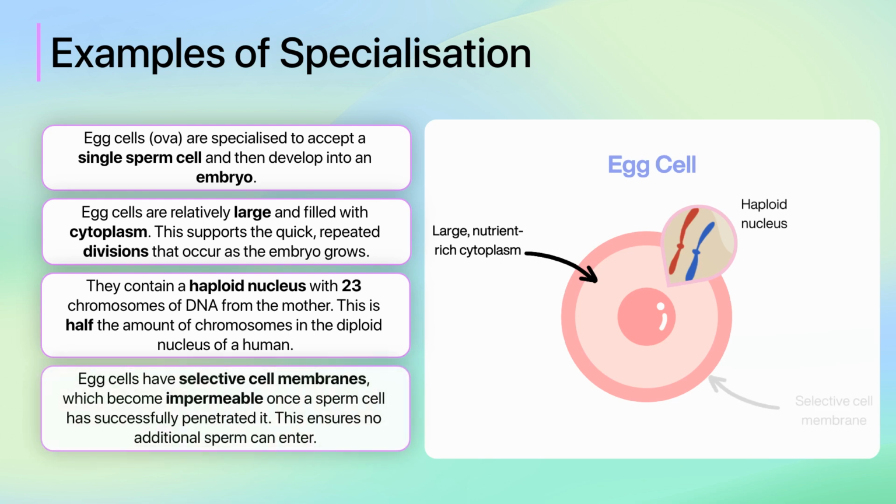Finally, egg cells have selective cell membranes. The cell membrane of the egg cell becomes impermeable once a sperm cell has successfully penetrated it, ensuring that no additional sperm can enter.